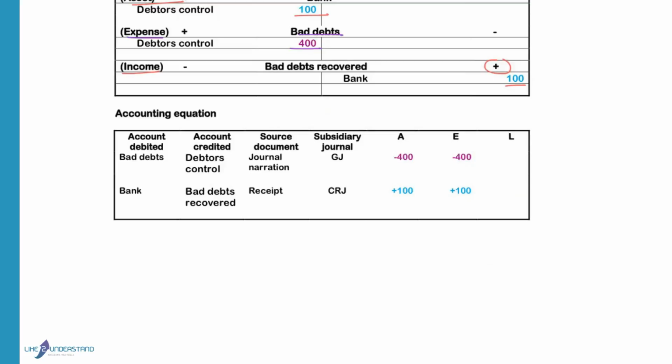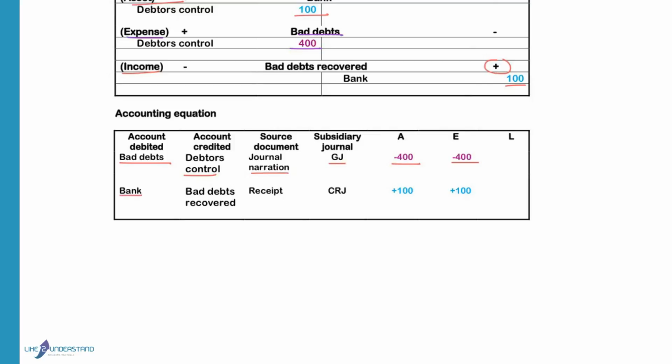Bad debts is debited to increase expenses, and expenses will decrease the profit. Debtors control is credited to decrease the assets. We will record this in the general journal, and we will use a journal narration.